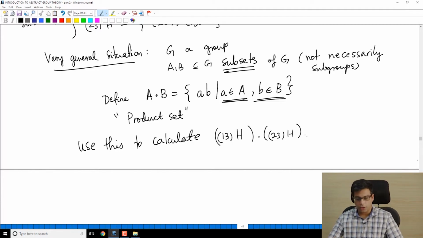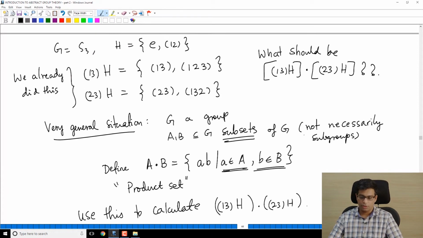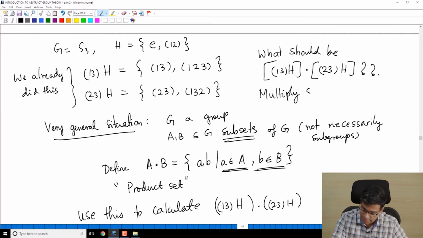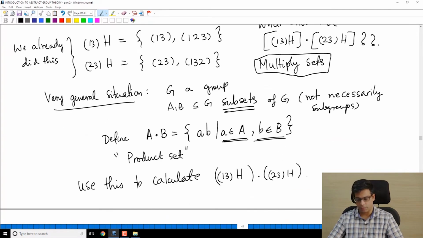I need to remind you again, I am not claiming that this is a group operation, this will work out. I am just saying this is an attempt, because we need to multiply sets, right? The goal is to multiply sets. So if you want to multiply sets, this seems like a natural definition of set multiplication.